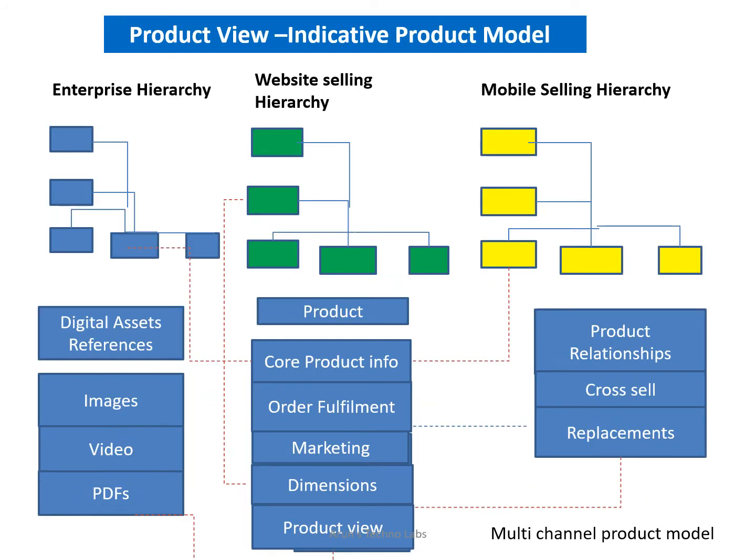Here is the product hierarchy. Basically, the hierarchy helps to classify the products. Generally, we have one primary classification, and one or two secondary classifications. The primary hierarchy is most of the time used by the business team for all the product information, the enterprise hierarchy. So all the primary hierarchy is used by the business.